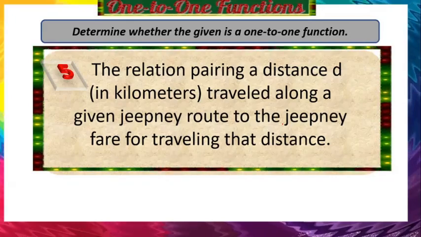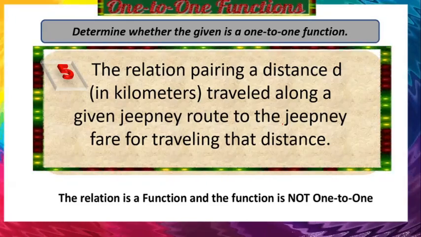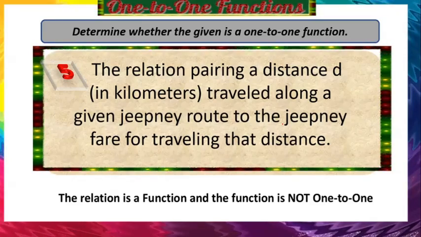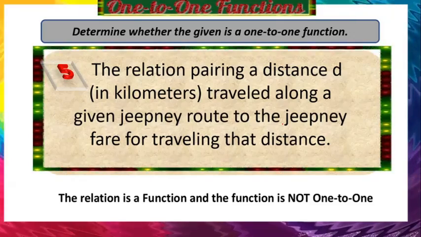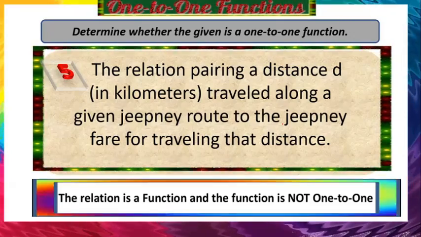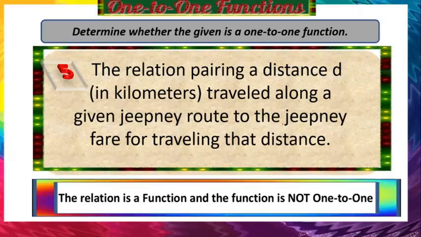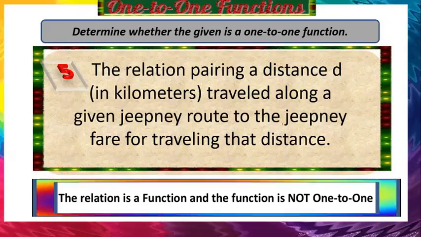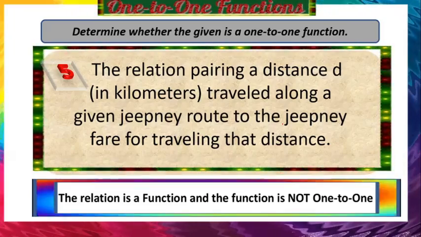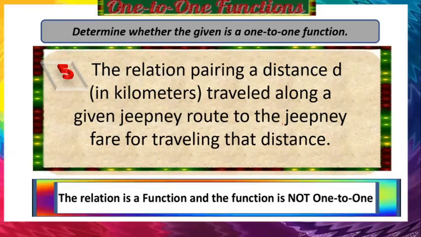So your answer now is the relation is a function and the function is not a one-to-one function. Actually, this is an example of a piecewise function. So I mean to say that a piecewise function is not a one-to-one function.